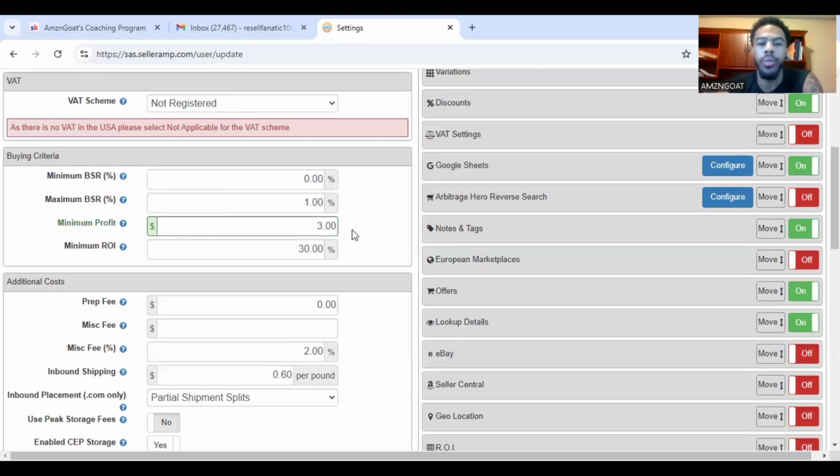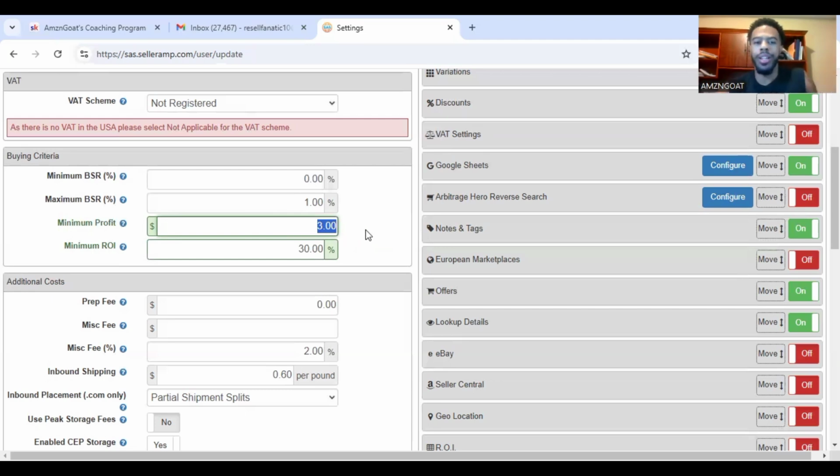So what you see lighting up green versus red is strictly based off of what you put into your buying criteria. If we are looking at a product that has a 25% ROI, it's going to light up red because our minimum ROI is set at 30% right now. If the product we're looking at makes us $2.99 profit per unit, it's going to light up red because our minimum profit is set at 3.